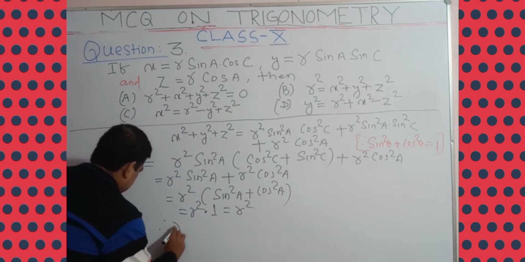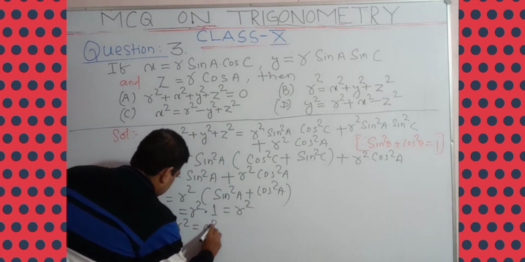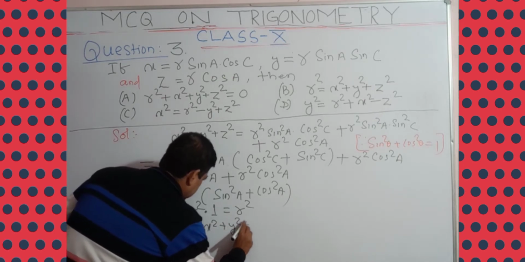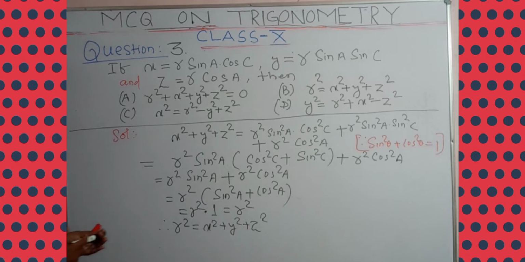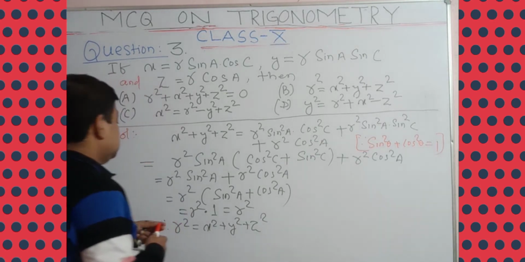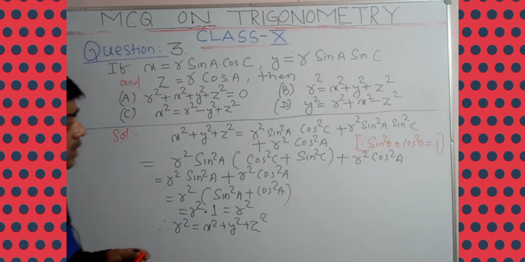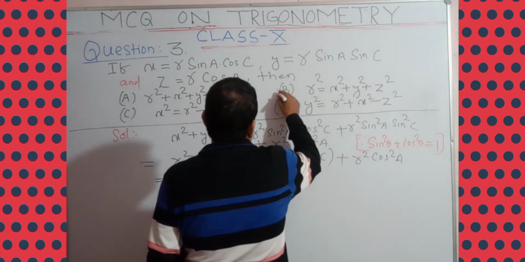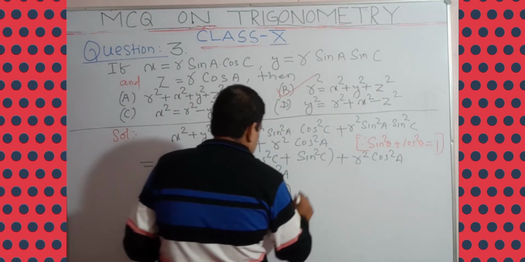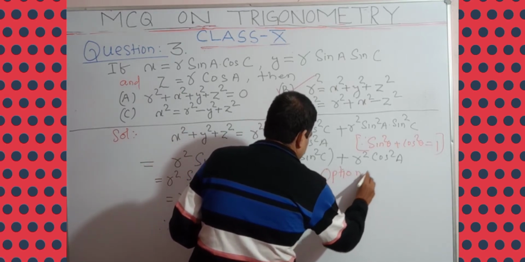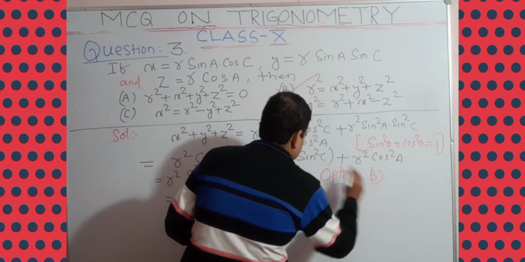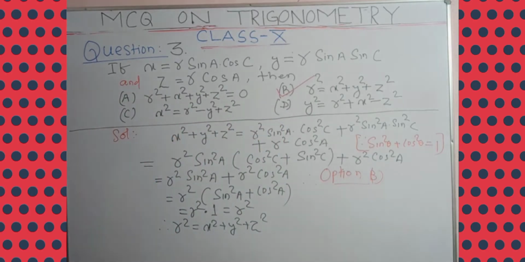Hence we got r square is equal to x square plus y square plus z square. So which is the correct relationship between x, y, z and r? Which is the correct relationship? Yes. B is the correct answer. Hence option B. Option B. Understand? Okay.